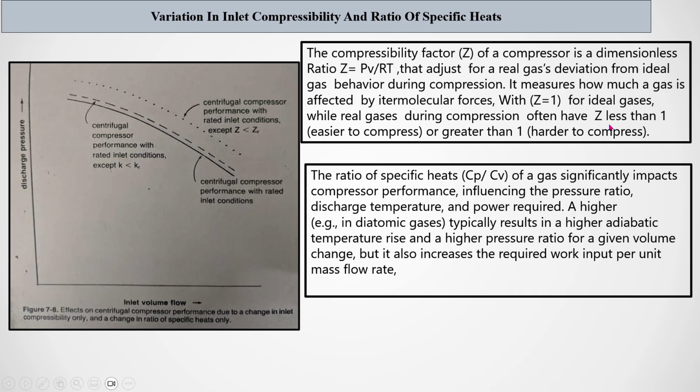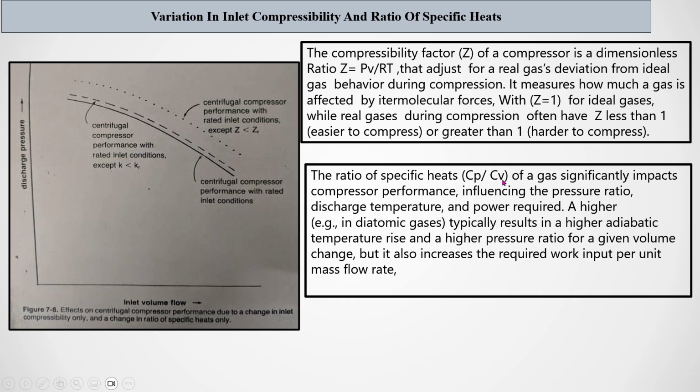But real gases during compression often have Z less than 1. Then it is easier to compress, and if it is greater than 1, it is very hard to compress. So when your Z, that is the compressibility factor, is less than one, then your performance curve will go up.